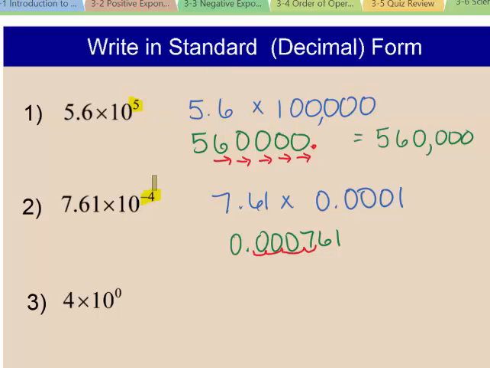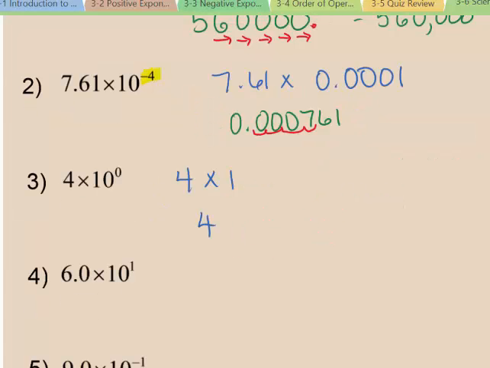So let's try a couple more examples. Try number 3. Hopefully you noticed that 4 times 10 to the 0 is the same thing as 4 times 1, since anything to the 0 power is 1. So 4 times 10 to the 0 is 1, and 4 times 1 is just 4.